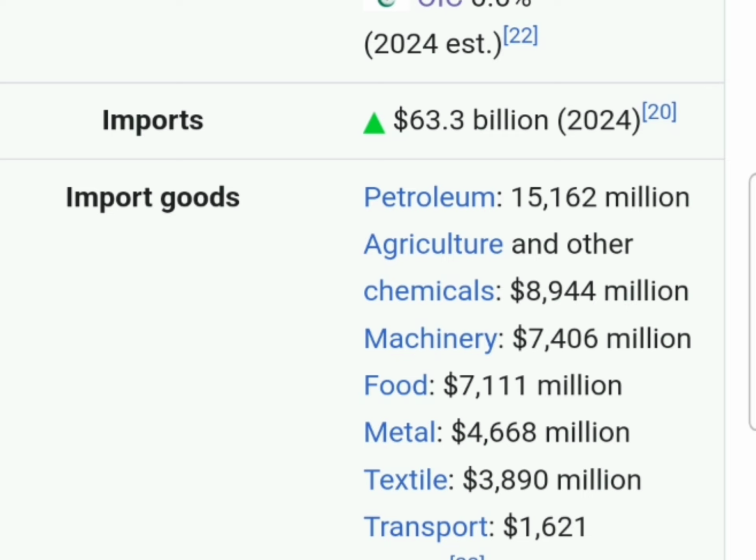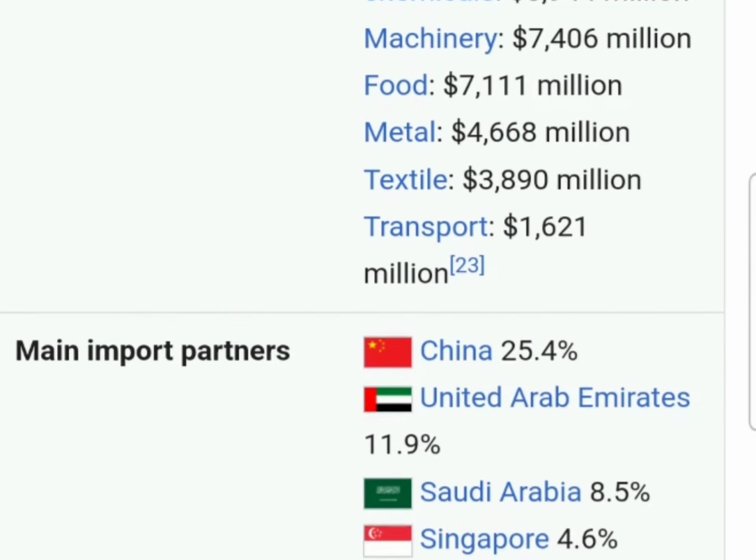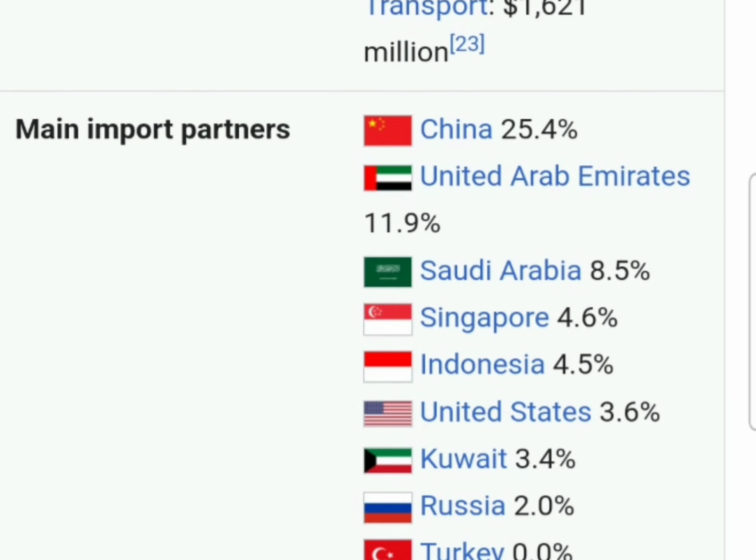Import goods of Pakistan are petroleum, agriculture, chemicals, machinery, food, metal, textile, transport. Our main import partner is China. We are importing 25.4% of our total import from China, while our export to China is just 7.5%. So there is a huge trade deficit between China and Pakistan. China is a surplus country, and Pakistan is facing a trade deficit while trading with China.